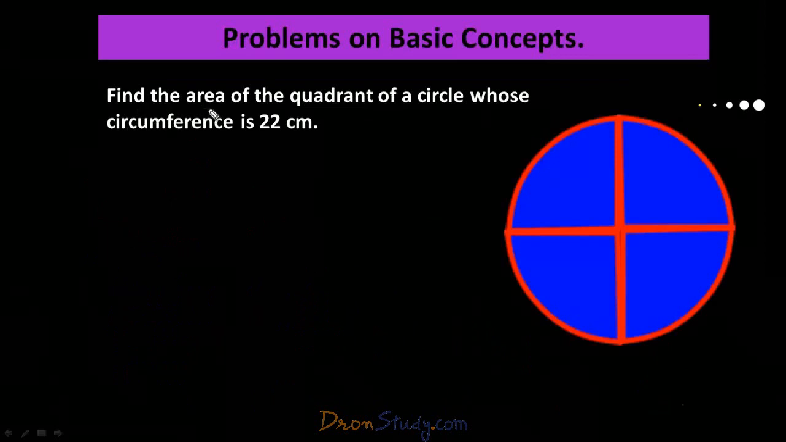Here is another question. Find the area of a quadrant of circle whose circumference is 22 centimeter. Here the circumference is given as 22 centimeter, and we have to find the area of the quadrant. So first see what is quadrant. Quadrant is a fourth part of a circle.